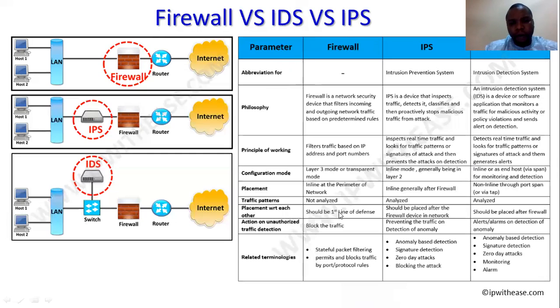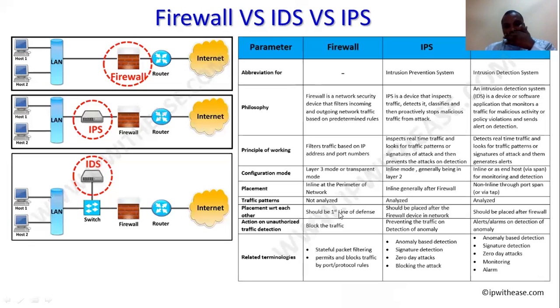Now, actions on unauthorized traffic detection. The firewalls also block the traffic once it detects that this particular traffic does not conform to the rules that they have configured it to look at. Also, the IPS prevent the traffic on detection of anomaly. But the IDS send alert or alarm on detection of anomalies.